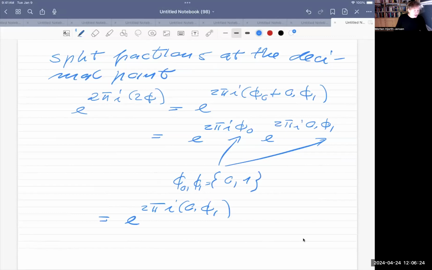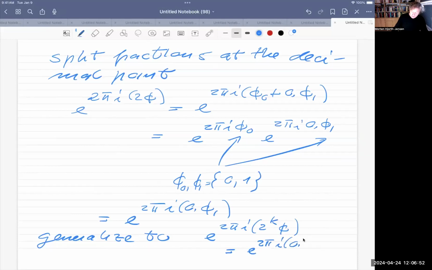And this can then be generalized. If we do this many times, we generalize this to e^(2πi·2^k φ), which simply becomes equal to e^(2πi·0.φk). So that gives us a very compact notation.